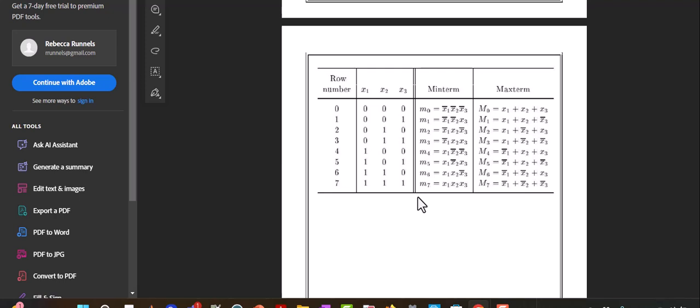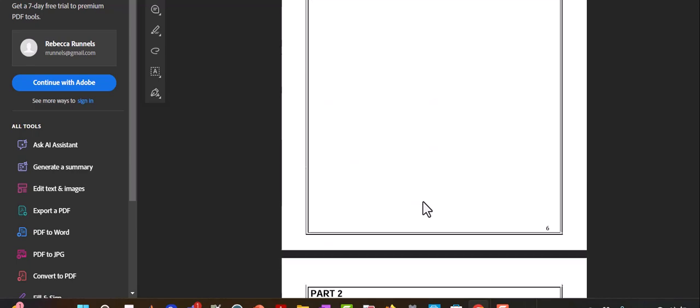If you look at the min term where you have x1 bar, x2 bar, x3 bar, that's min term 0, and for max term it's the complement of those. So rather than x1 bar, it's x1, and rather than having a product, you have a sum. So this first one says determine the minimum cost product of sums expression for this function. The first question on the worksheet.